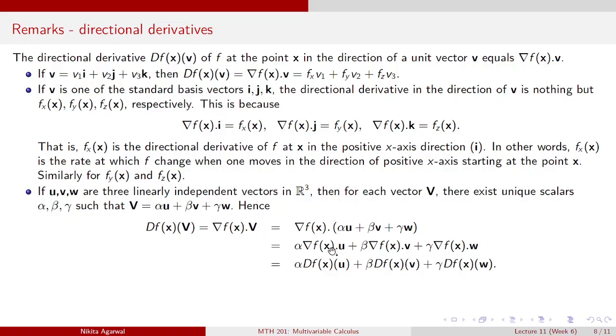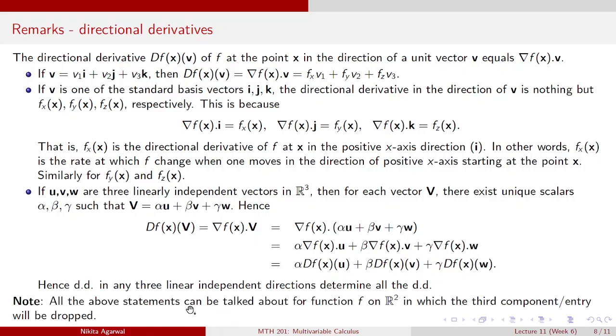But the first term, gradient f at x dot u, is nothing but the directional derivative. So what have we done? We are able to compute the directional derivative in any direction using the directional derivatives in these three linearly independent directions. So once you know the directional derivative in any three linearly independent directions, you can compute the directional derivative in any direction. Right? So hence the directional derivatives in any three linearly independent directions determine all the directional derivatives. This is quite crucial.